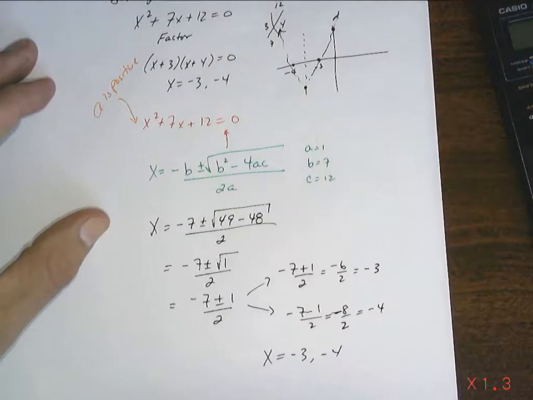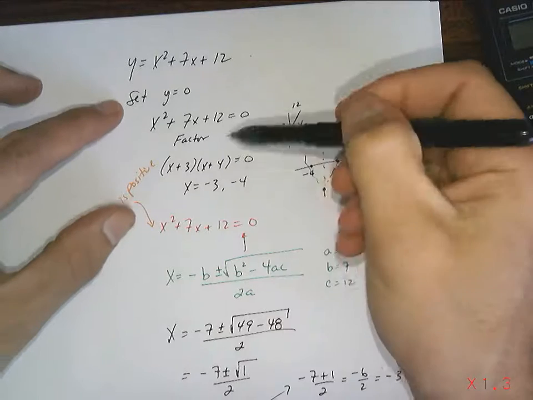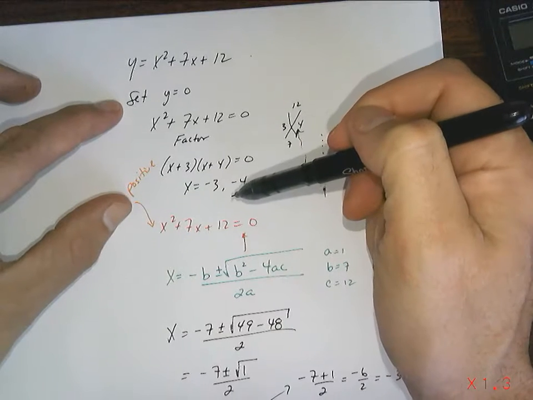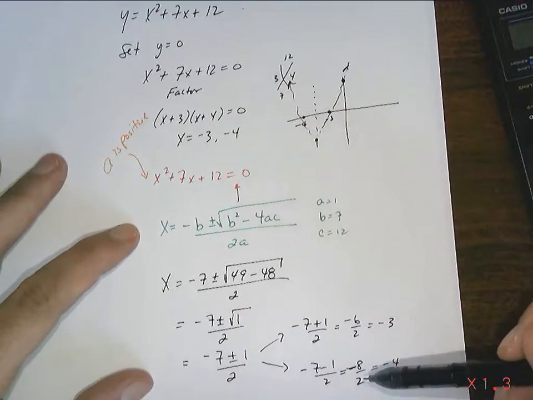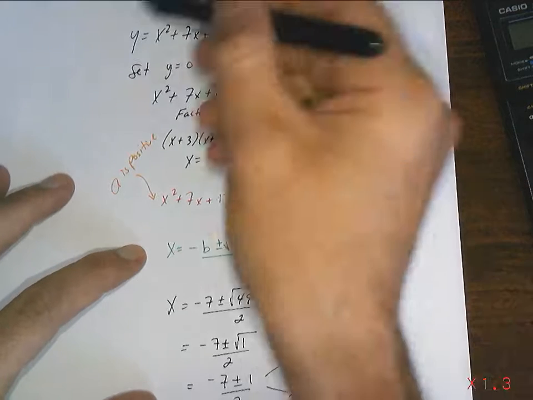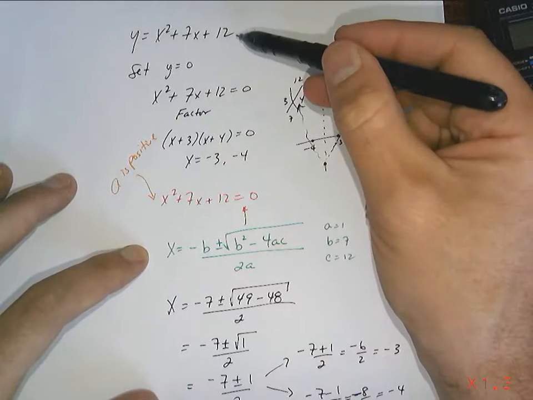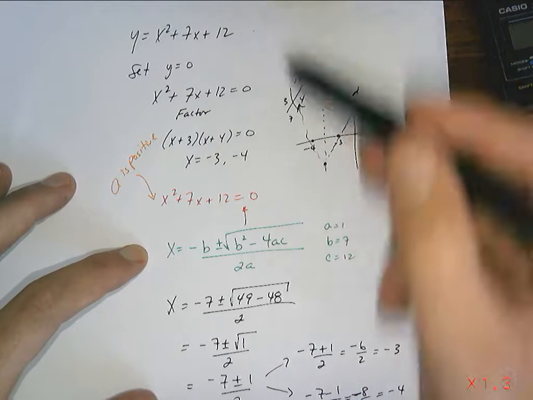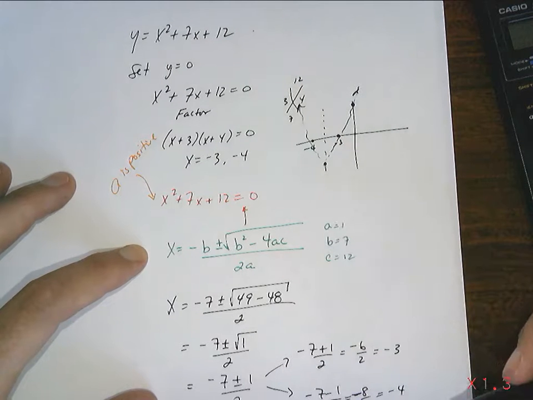Now the nice thing about this is not all trinomials factor, okay? But the quadratic formula will work to find the zeros of all quadratics. So factoring, even though it's fast and easy, only works on a select few quadratics, whereas the quadratic formula will work on all of them.